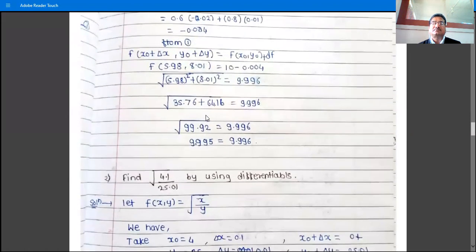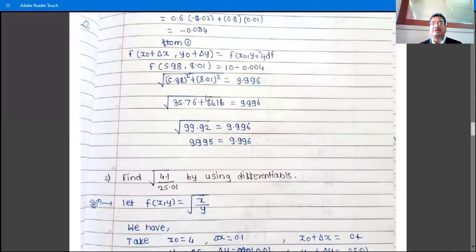So we have f of 5.98 comma 8.01, and this is the value of x naught plus delta x. And what is f of x y? It is root of x square plus y square. So what is this? It is root of 5.98 square plus 8.01 square. And this answer is 9.996. So this is the final answer.